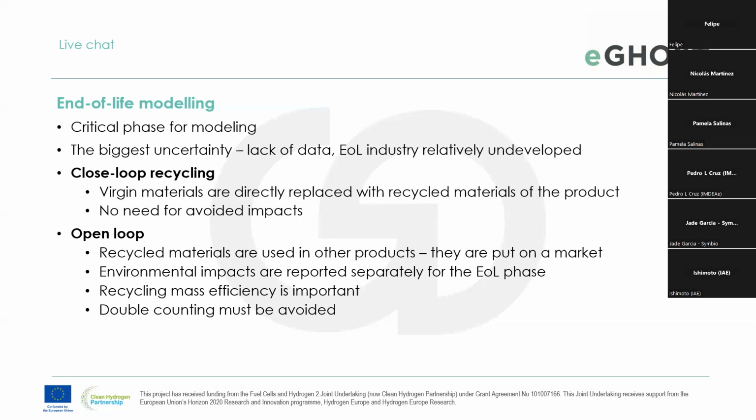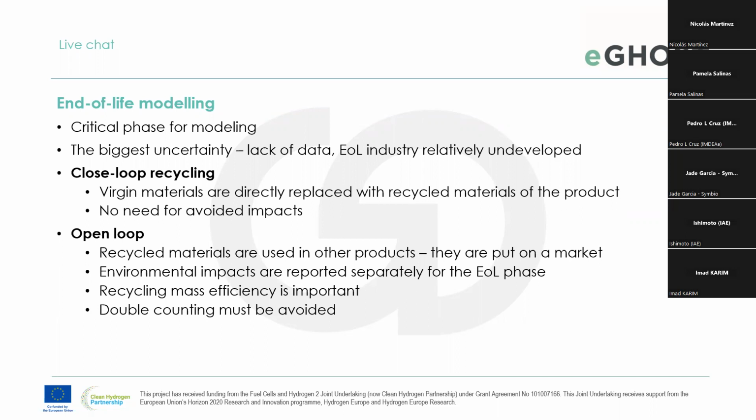And now in general we know that we have two types of recycling, closed loop recycling and open loop. In closed loop, basically the virgin materials are replaced with recycled materials within the product. So if we use some plastic in the product, then the same plastic will be recycled and used again in the same product. Therefore, we don't need any overhead impacts. It's pretty straightforward. But open loop recycling is a bit more tricky, because the recycled materials are used in other products. They're essentially put on a market and others can buy it and use it. So it's tricky who actually should report those emissions. Double counting can happen, but must be avoided. So we must be really careful how we model that.